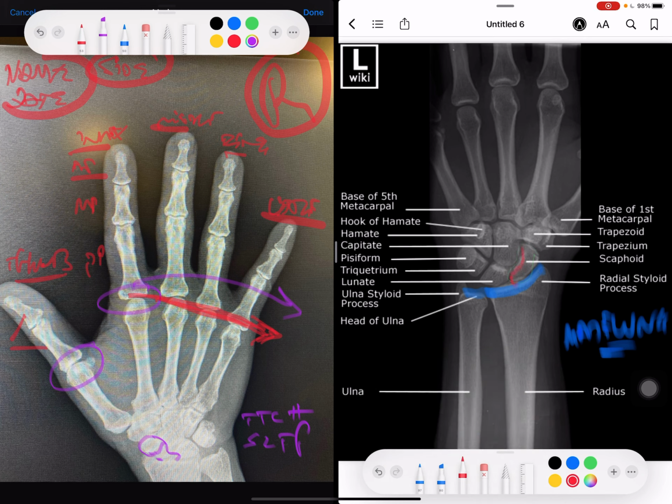So scaphoid. It's like a peanut. Scaphoid, lunate, triquetrum, and pisiform. She looks too pretty. Trapezium, trapezoid. Oh, sorry, trapezium is here. Trapezoid, capitate. Try to catch, and that's the hamate with the hook of the hamate. Where's the hook? Yeah, little thing.